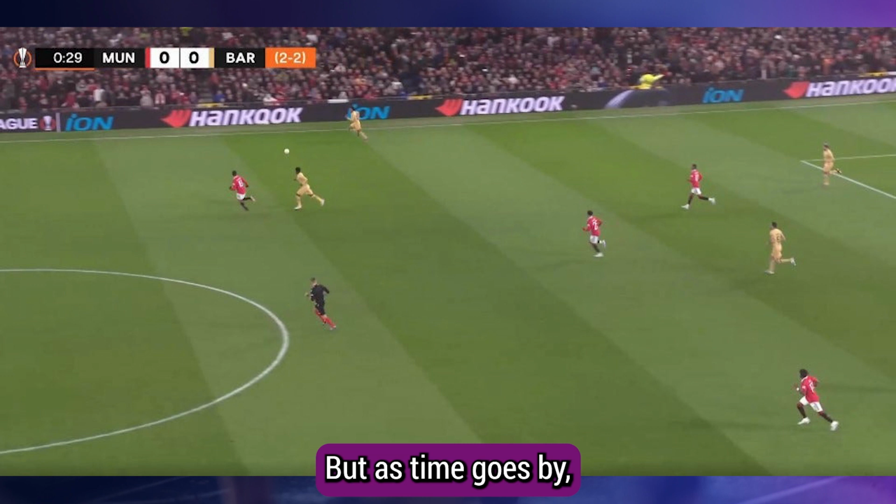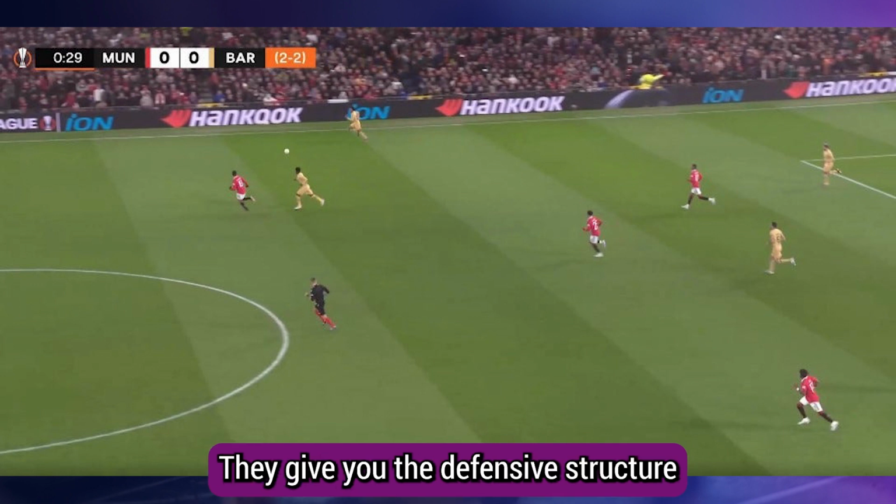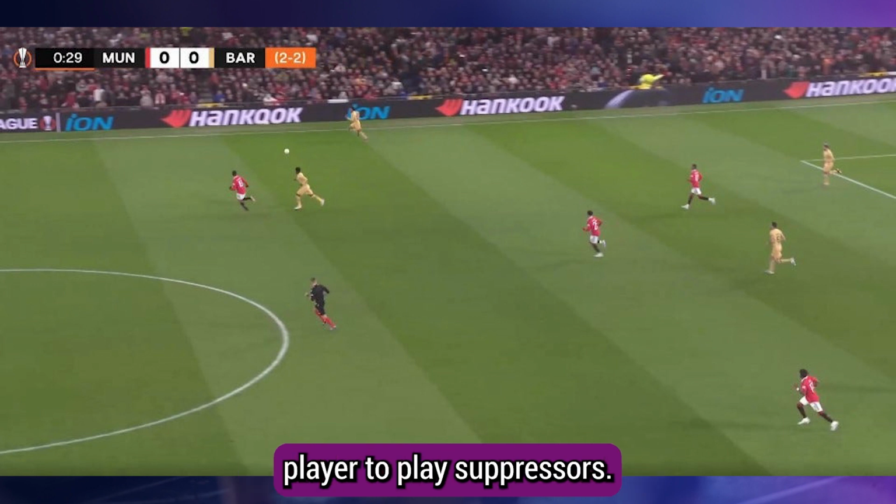But as time goes by, no doubt we will see more of these sorts of systems appear as they allow a best of both worlds approach. They give you the defensive structure offered by zonal systems, whilst allowing for the disruption afforded by more aggressive player-to-player presses.